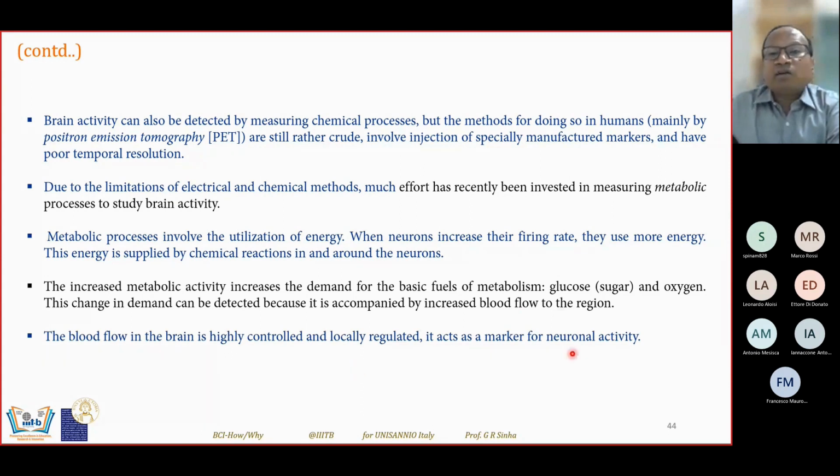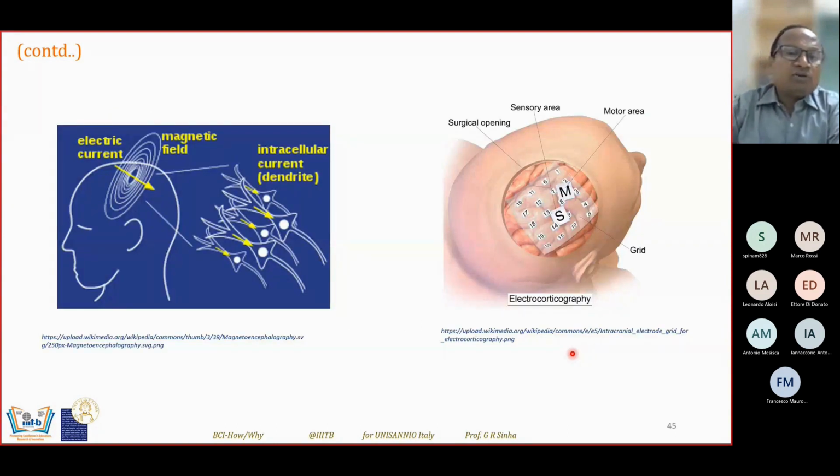It acts as a marker for neural activity. So therefore, a lot of markers are inserted and we try to capture. This first picture is about your electrical and magnetic field. This is intracellular current in dendrites. These dendrites are the parts of neurons from where you are getting it. And this picture has already appeared before.